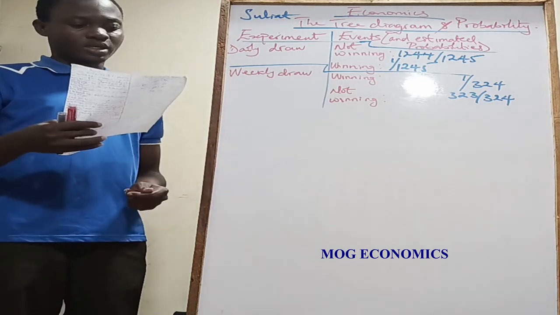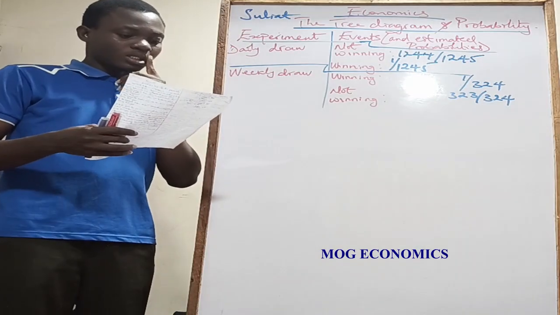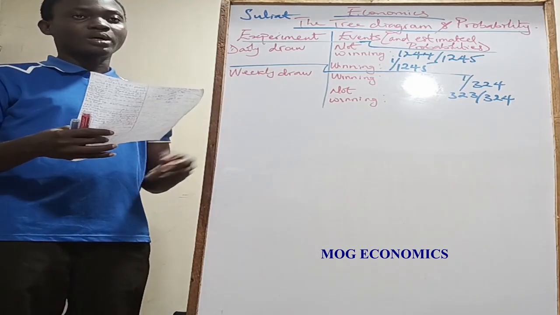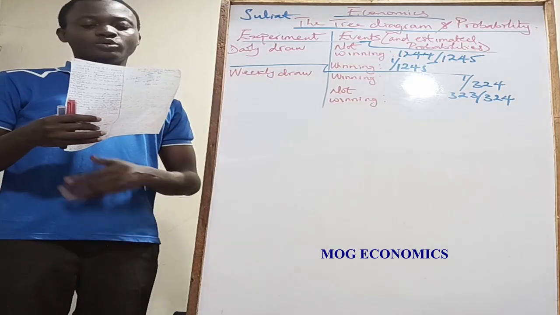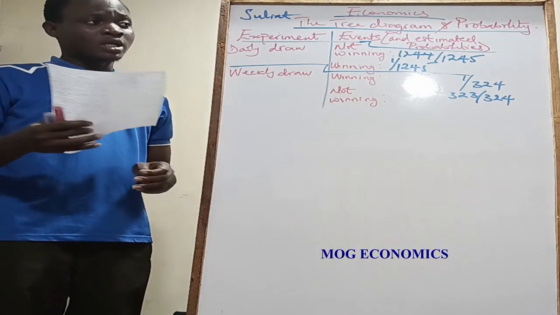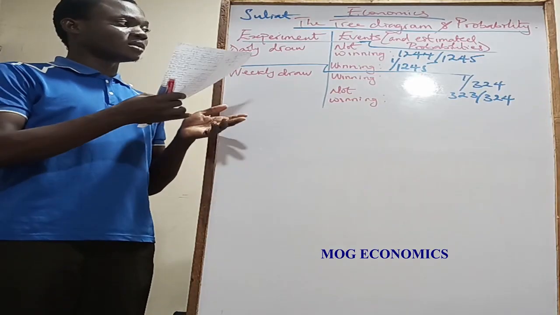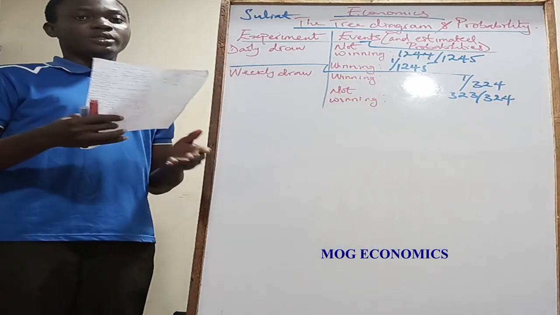So there are a couple of questions that we need to solve. Number one is what is the probability that she's going to win both draws? Then what's the probability that she's going to fail to win either draw? But the very first thing is that we should present this information in a tree diagram.